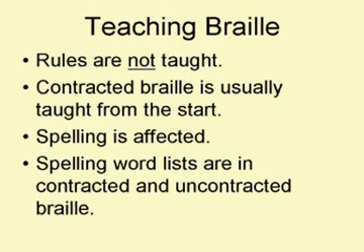Contractions are learned as reading and writing are taught. Students do not study the complicated rules that govern the Braille code. They simply learn to read and write using Braille. Contracted Braille is usually taught right from the start. This affects the spelling. It's therefore important that lists of spelling words are given in both contracted and uncontracted Braille and tested for both.